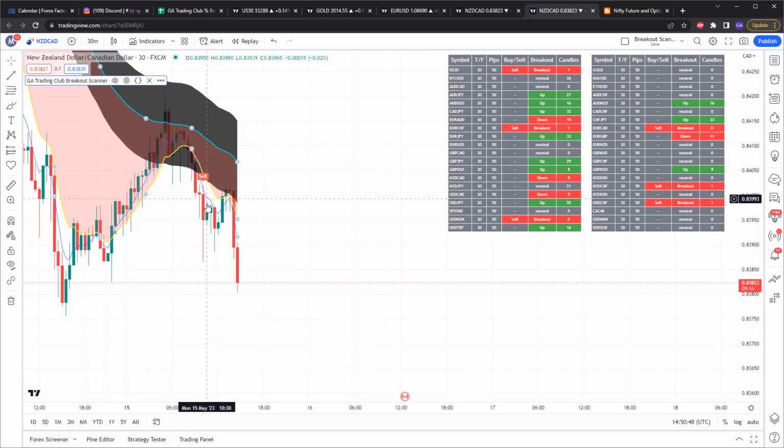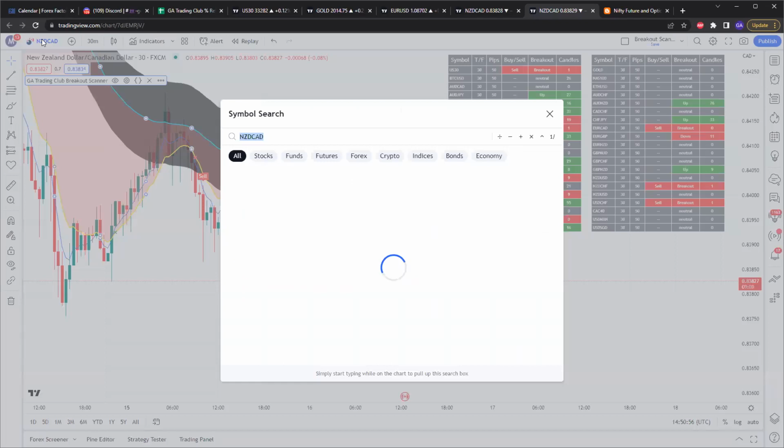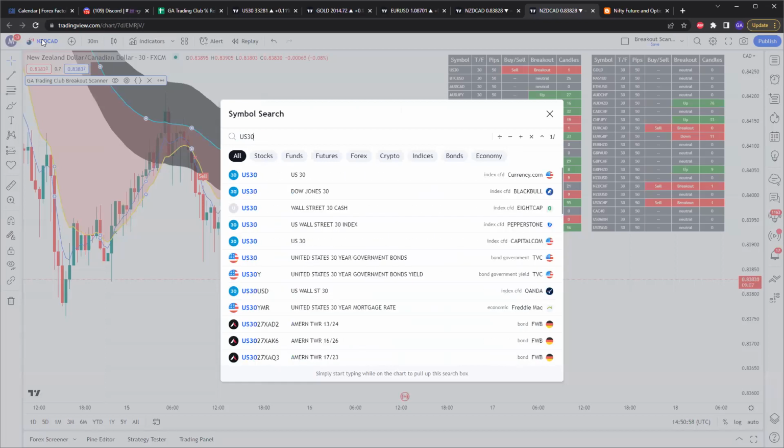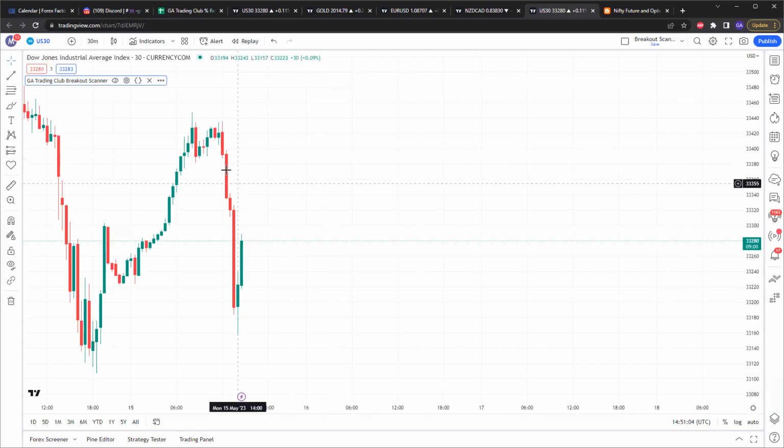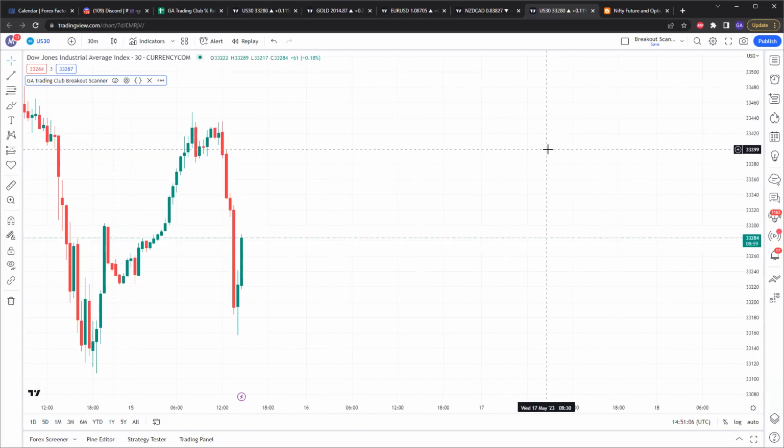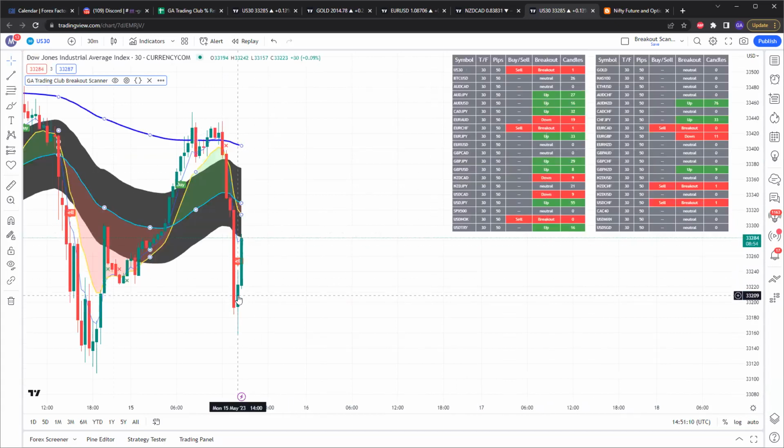So you see like this sell signal, no, this was NZD-CAD. There was a sell signal on a 30-minute time frame. So for example, let's go to US 30. US 30 had a sell on the 30-minute time frame. For US 30, I'm pretty sure that's the sell that took price down. So if we go on US 30, let's see as it loads. There's the sell.